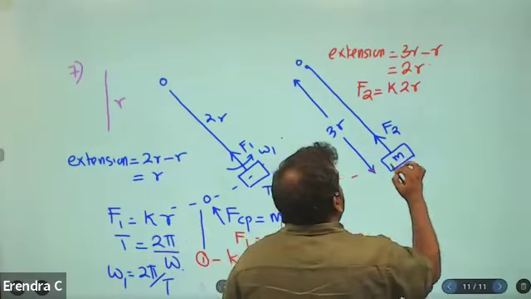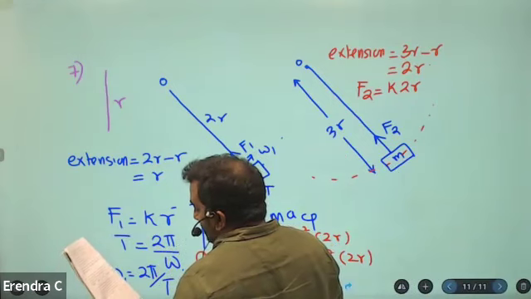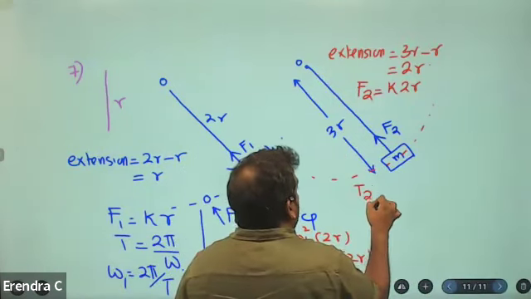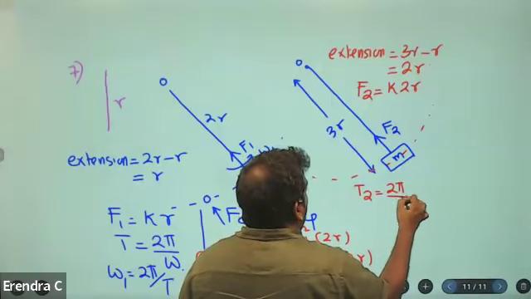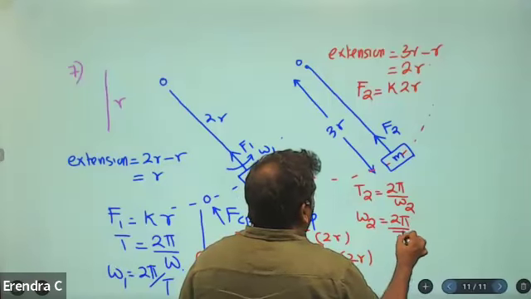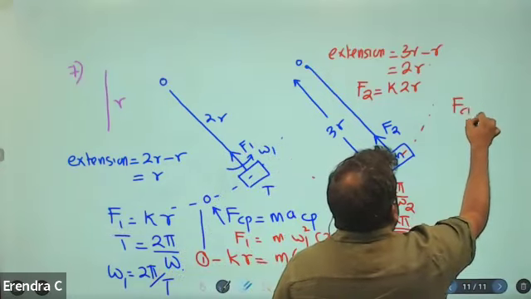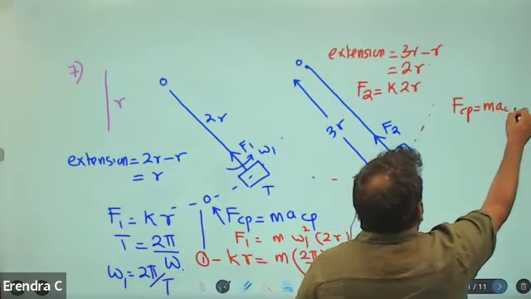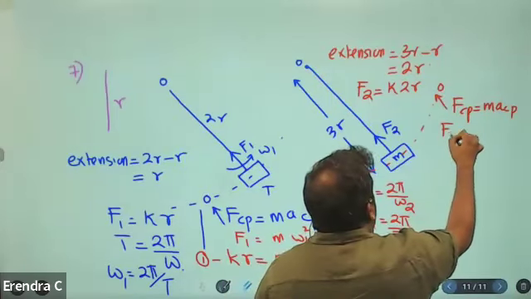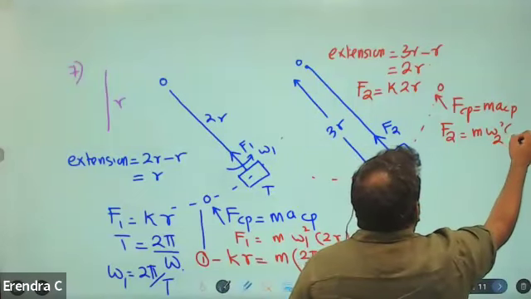This is going in a circular path. They are asking the periodic time, if I'm not mistaken. Yes, periodic time. So let's say the periodic time is T2. T2 is 2 pi over omega 2. Omega 2 is equal to 2 pi divided by T2. Now apply equations. Centripetal force equals mass into centripetal acceleration towards the center O. Who is providing centripetal force? Elastic force. T2 squared, radius is 3r.